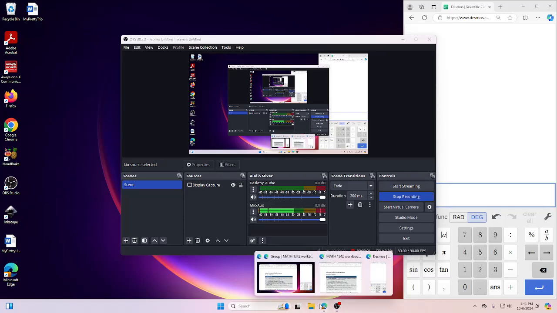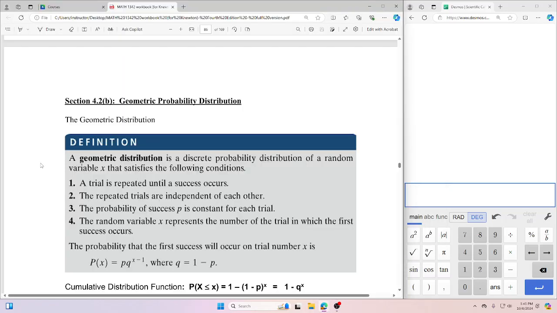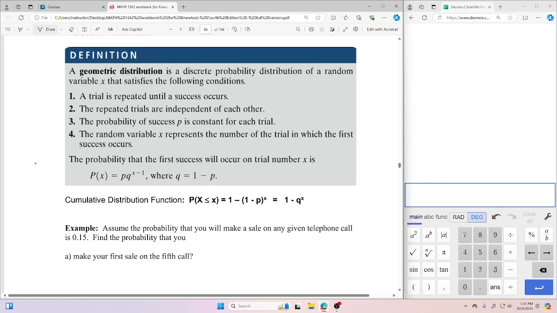So we are in geometric. The formula is right here, and let me just start talking about it. Here's your formula. We're going to simply multiply by p and then q to the whatever power that we don't want. So let's talk about what p is: your probability of success, and q is probability of failure.